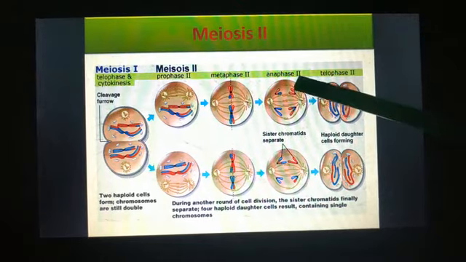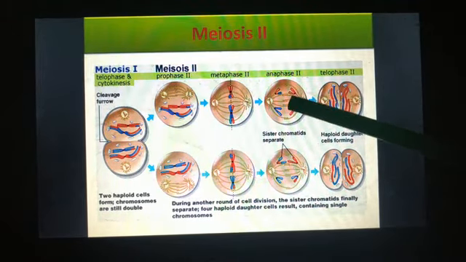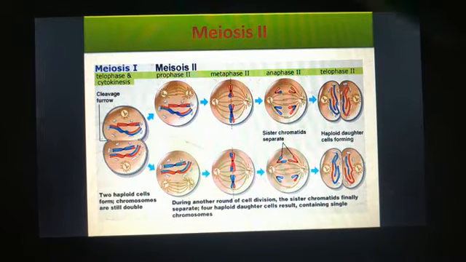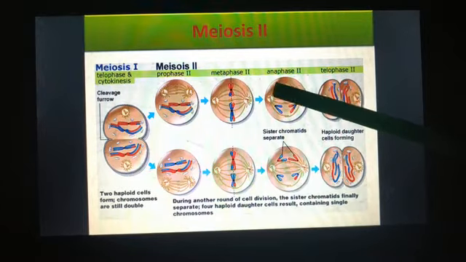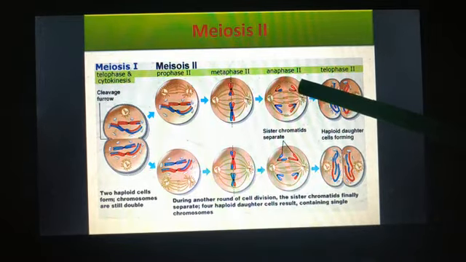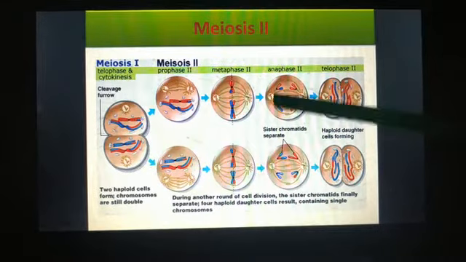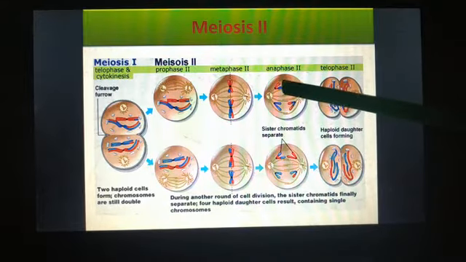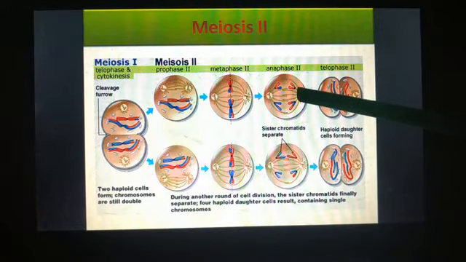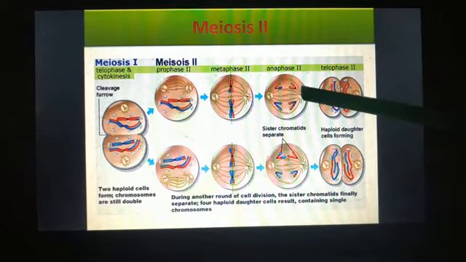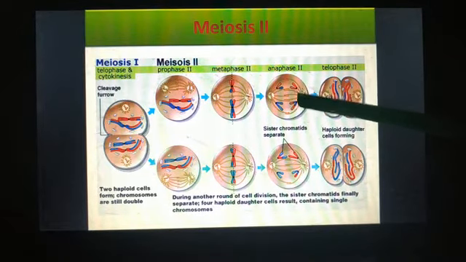Next, the cell will enter into anaphase 2. Here, separation of sister chromatids occurs. These were the sister chromatids, right? They were attached to the centromere, isn't it? So here centromere splitting occurs, and as a result the separation of sister chromatids occurs.